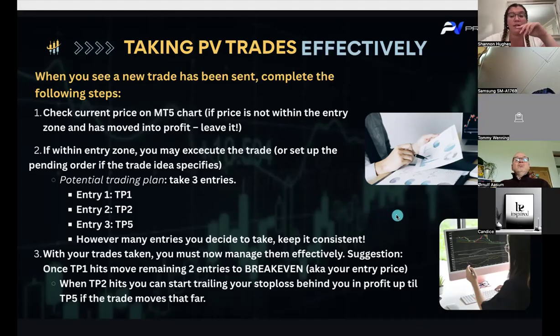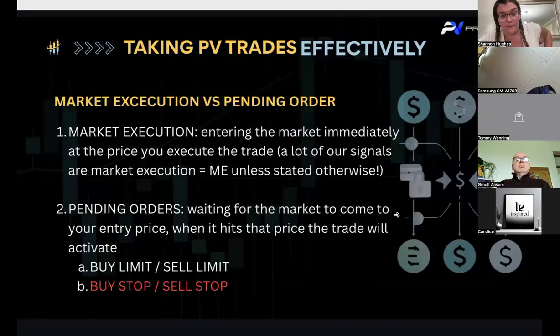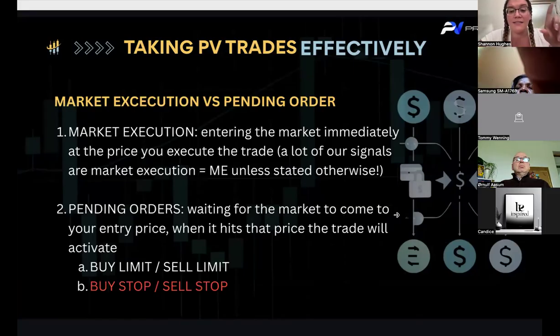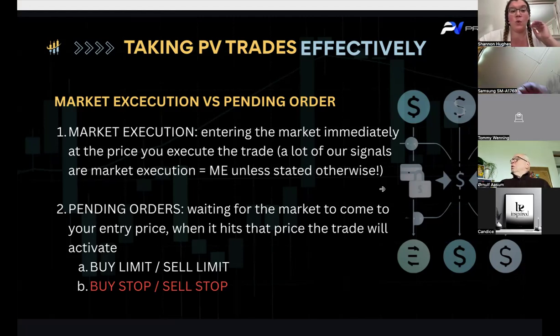Now I'm going to go through and show you a couple of our signals as examples, after we discuss this part. Okay, so market execution versus pending order. If you're new to trading, the good news is there are only these 2 types of trades. It's either a market execution, where you are entering the market immediately. So when you see a signal, if it tells you buy gold and gives you a price, chances are it's at that price. For the most part, our trades are market execution. You might need to wait a second till it comes into the zone, but for the most part, it's going to be market execution.